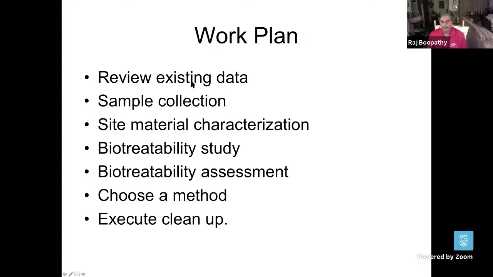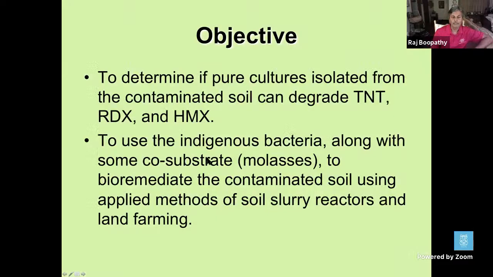They look at what kind of data is already there at the site, and then you collect samples, go through this process, and finally execute the cleanup. So our objective is to look first at why these chemicals have been there for such a long time. Are there microbes inside that can clean up? Are the microbes not there? Okay, that was a very basic question.